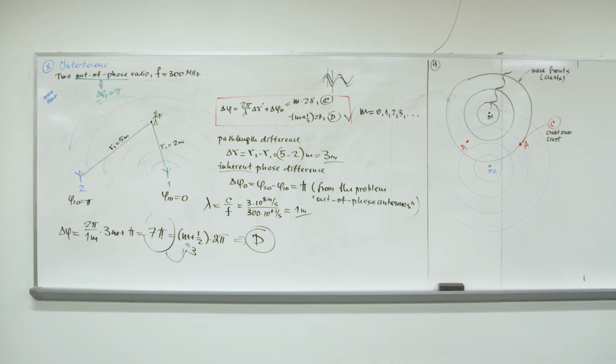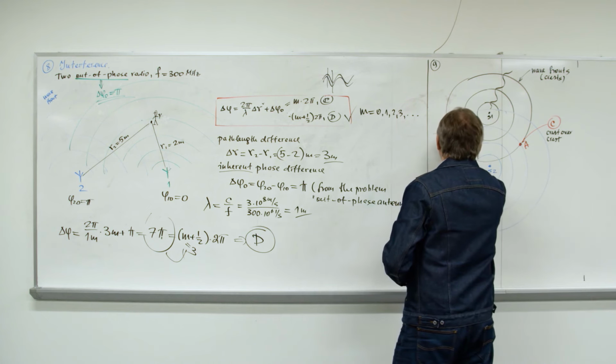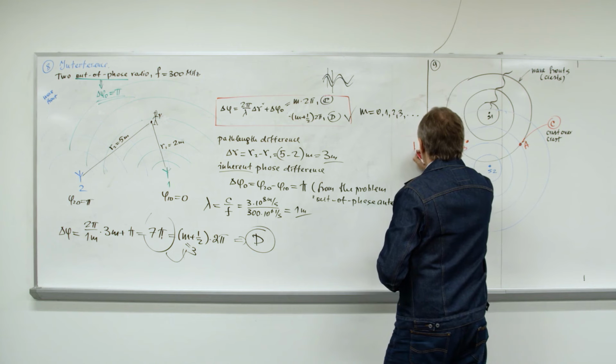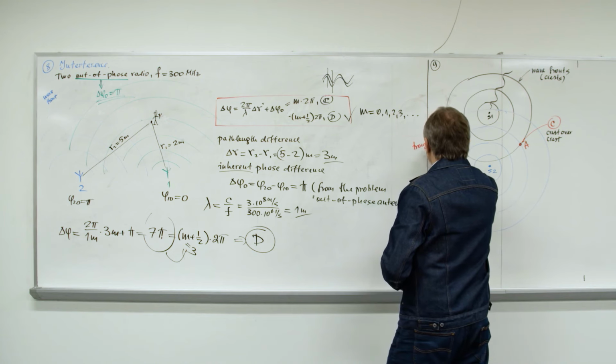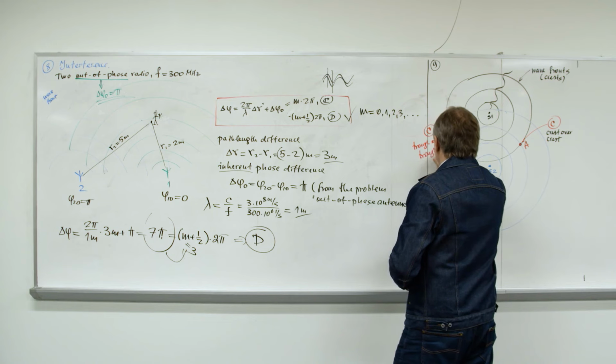Of course, again, constructive. Now it's a trough over trough. But again, what's the difference? Crest over crest or trough over trough, the same physics, right? So over here, we're going to see a point of constructive interference, C. So it's a trough over trough.